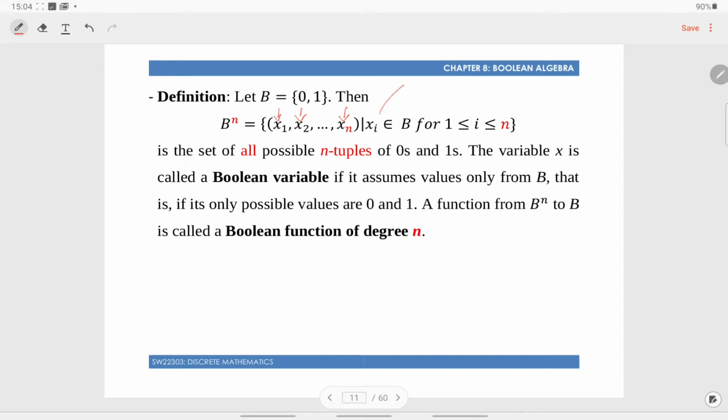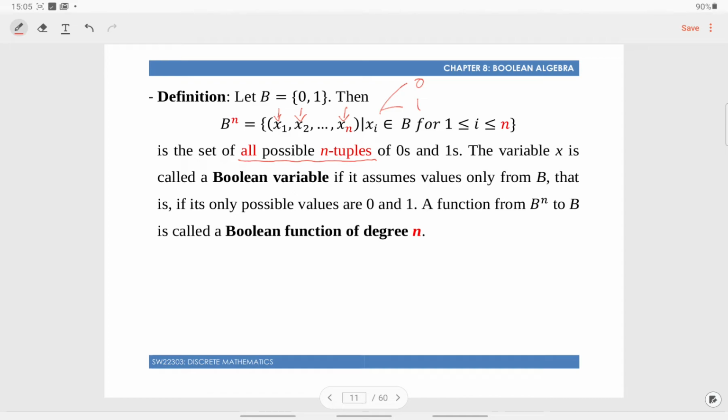That means xi is either 0 or 1, because the set B contains 0 and 1 only, for all i equal to 1 up to n. So B to the power of n is the set of all possible n-tuples of 0 and 1.